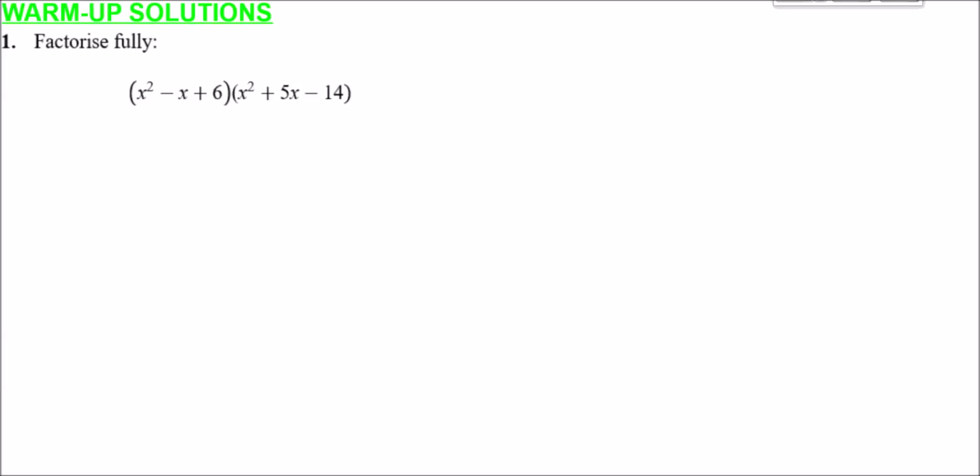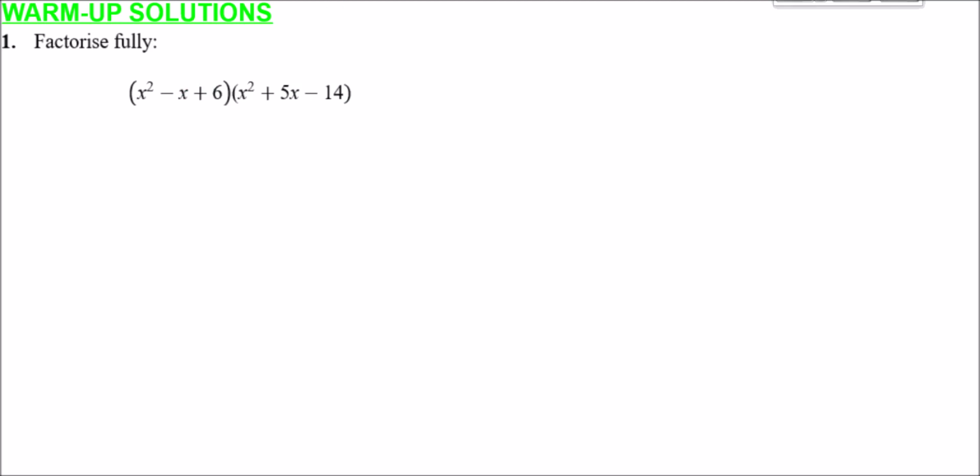Question 1, we're told to factorise fully this expression here. So the first thing we need to think about is if this first bracket will factorise any further. Can we think of any two numbers which multiply together to give us 6 and add up to -1? Well, actually, I don't think we can, can we? We could have -2 and -3 adding up to -5, 3 and 2, that adds up to +5, 6 and 1 adds up to 7, or -6 and -1 adds up to -7. So this bit doesn't factorise.